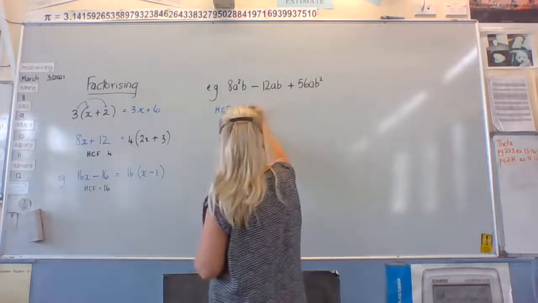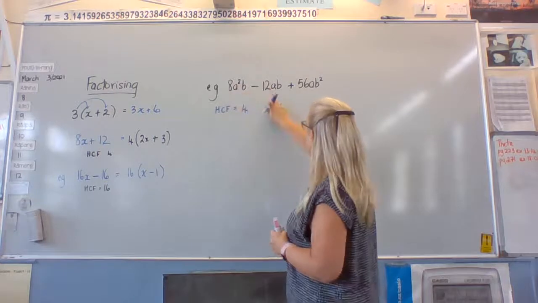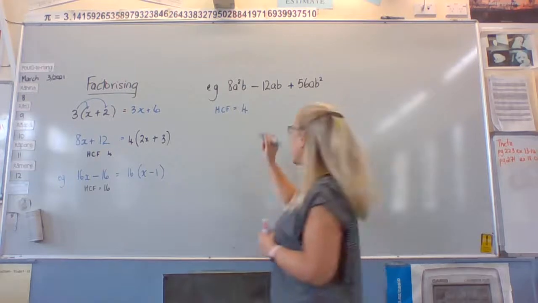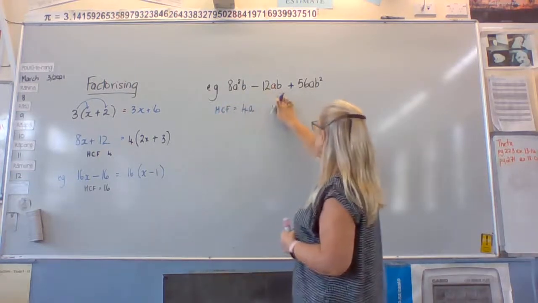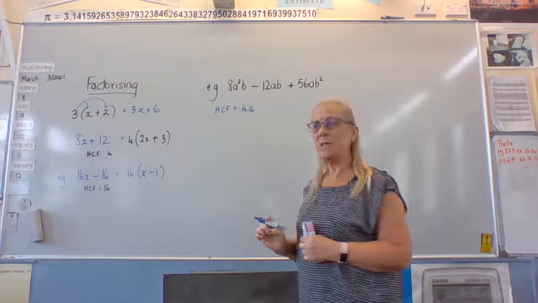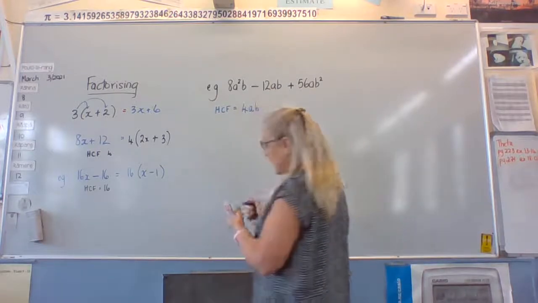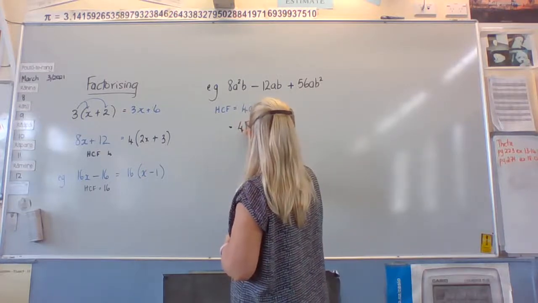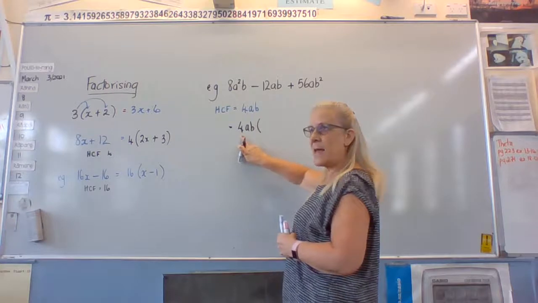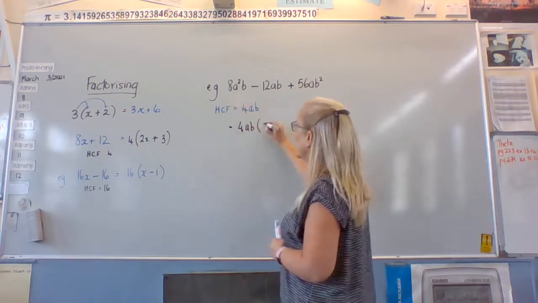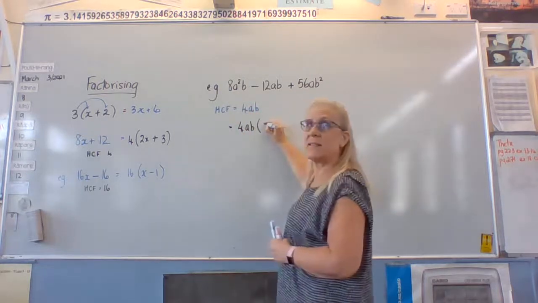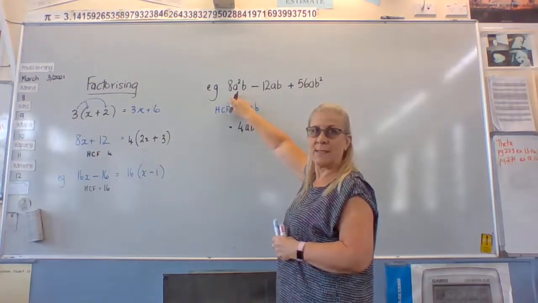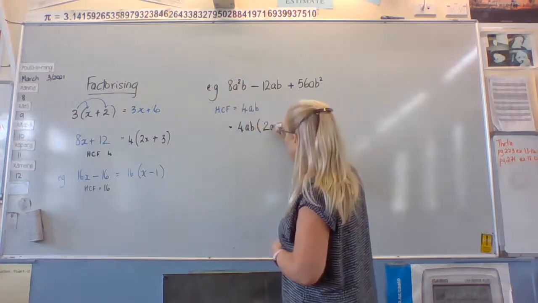4. Good. There are 2 A's here, 1 here, and 1 here. The most we can take out, therefore, is 1 A. There is 1 B, and 2 B's. We can take out 1 B. So that becomes the front of our bracket: 4AB bracket. What does that multiply by to get that? We need 8, so the number needs to be multiplied by 2.